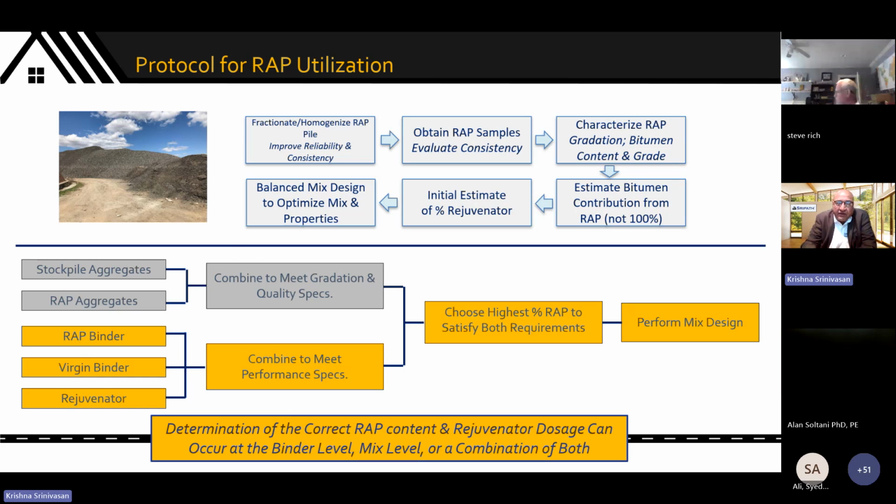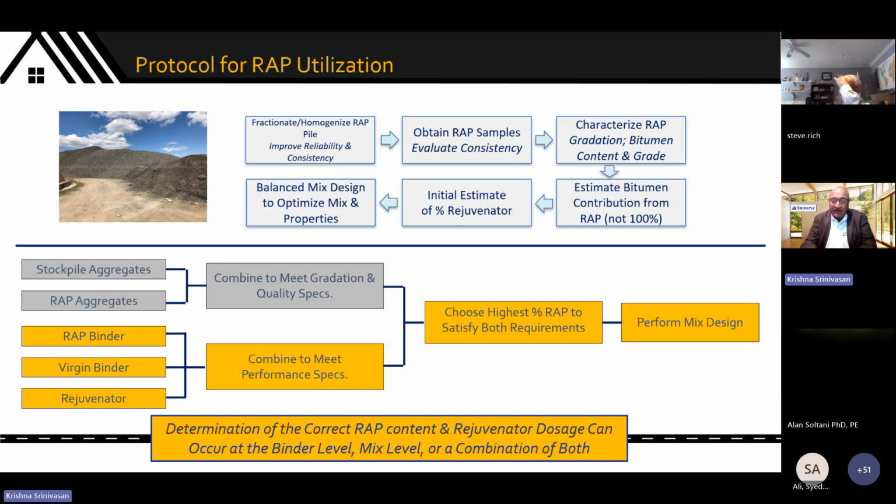The second part of the equation is you look at your binder. So you extract the RAP binder, you mix it with your virgin binder, you mix it with different proportions of rejuvenator, and you look at performance specs. And we'll talk about what performance specs really means. But once you do that, you're able to get a certain RAP content that you may consider for your mix design. The maximum amount that you get from either of these two is your maximum amount that you begin your design analysis with.